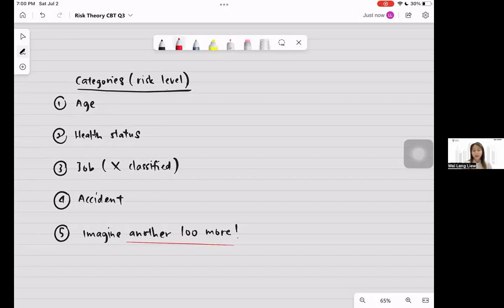And imagine if you have 100 more categories in order to just calculate the number of claims that you have for a particular policy. It would be very confusing, right? And it would require a lot of calculations. However, this question tells us how to integrate all these conditions into a single distribution to calculate the number of claims, which is your X. Okay, so let's move on.